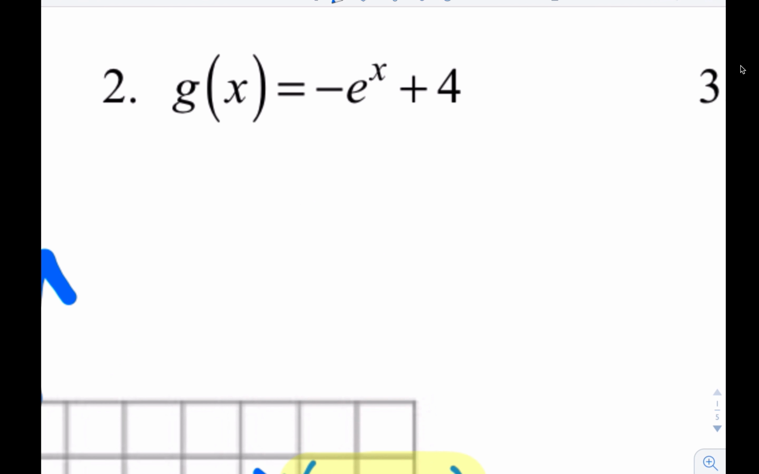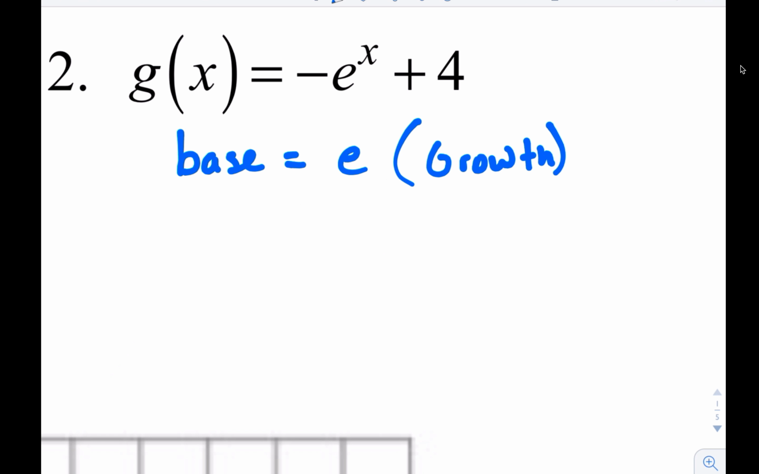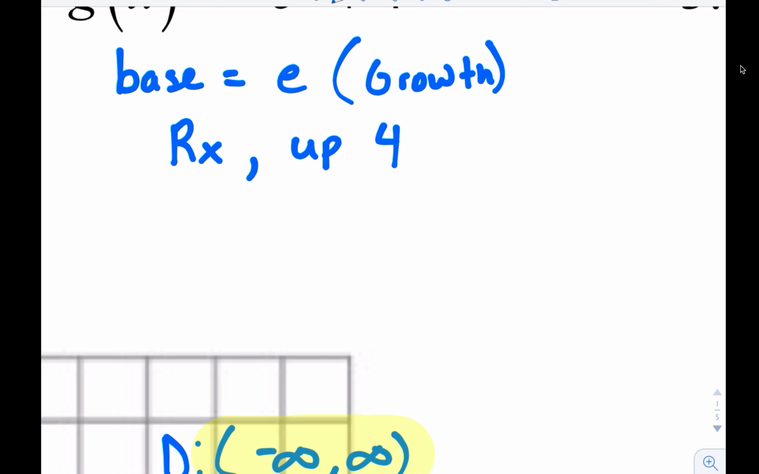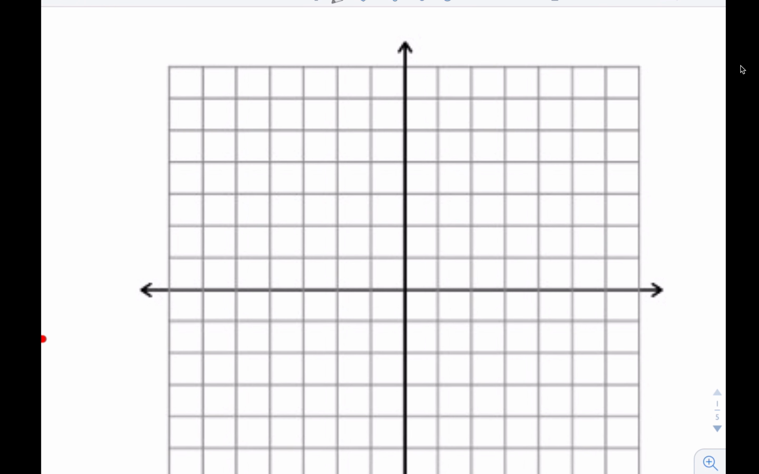The second one is negative e to the x plus 4. So it's another exponential, and the base is e. I know that's going to be a growth. The negative on the outside is a reflection over the x, and it's going to move up 4. I'm going to draw the regular graph first and then do the reflection next.